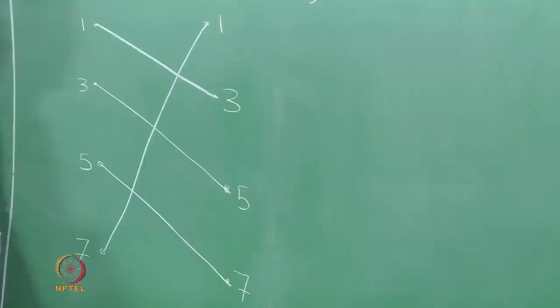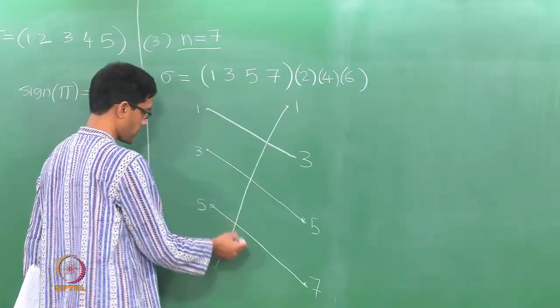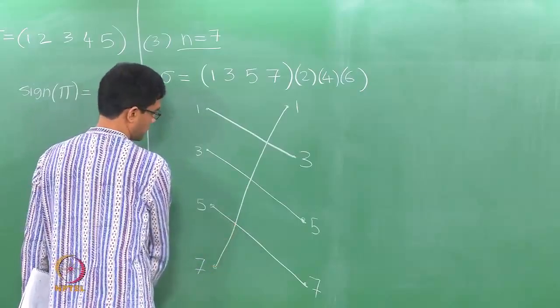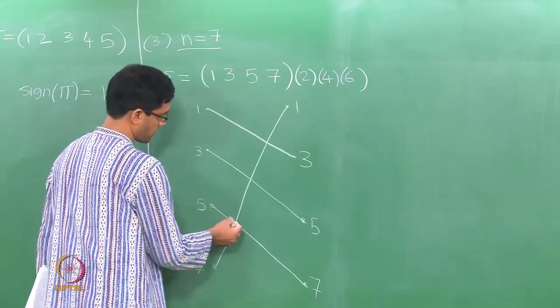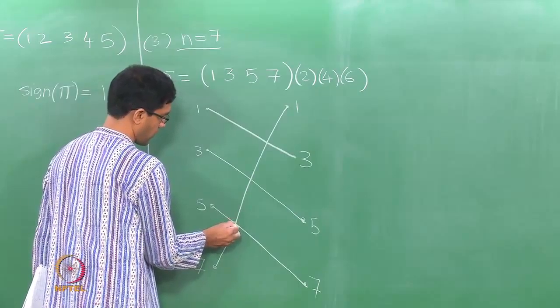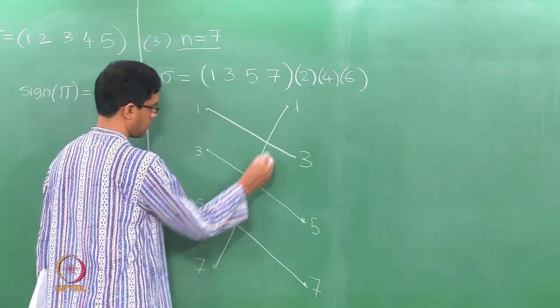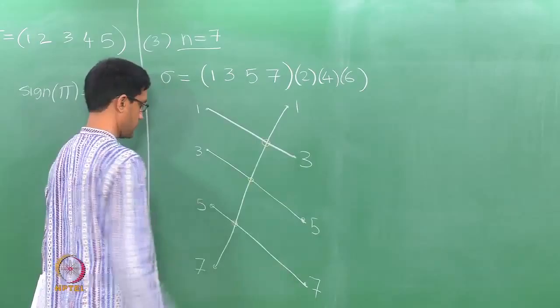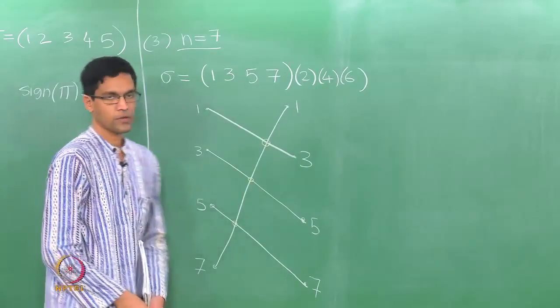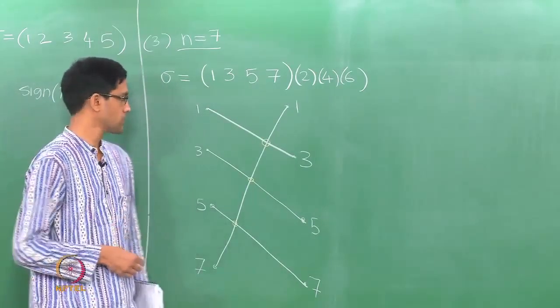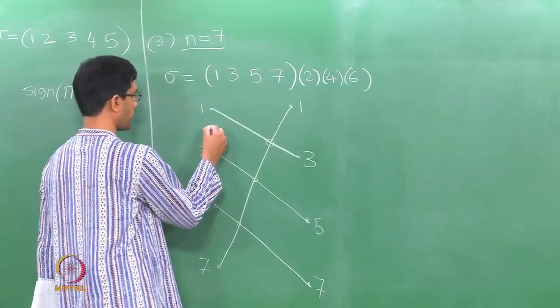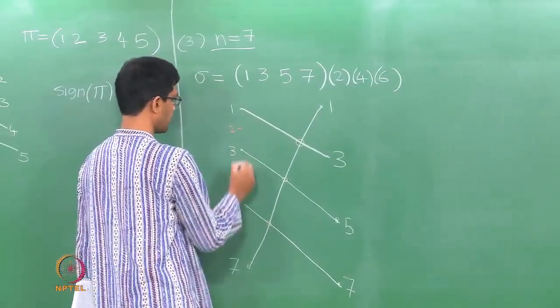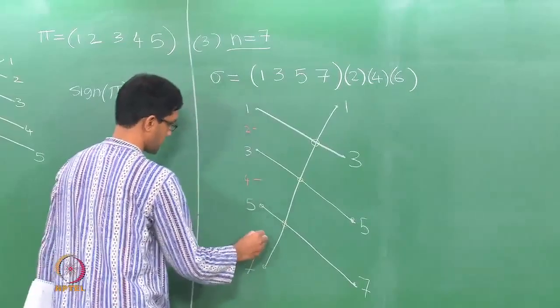And the number of crossings here is of course the same as the number of crossings in the other 4 cycle that we drew. So there will be 1, 2, 3. So there are exactly 3 crossings, as far as these 4 numbers are concerned. But of course we still need to throw in the other numbers. So for instance there is 2, 4 and 6.